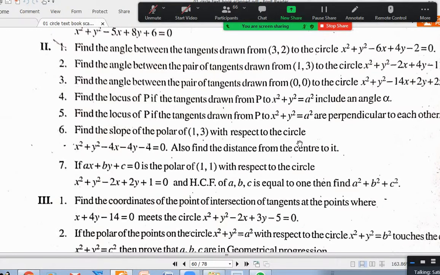Okay, section 2. The first 3 questions, they gave a point and a circle. They want the angle between the tangents. Simply use tan theta by 2 equal to R by root S11. Fourth one, fifth one, they said from an external point, the 2 tangents are drawn, angle between them is alpha, what is the locus? Take that point as x1, y1, use tan theta by 2 equal to R by root S11, we'll get it. 6 and 7, they said find polar. They gave a point, do S1 equal to 0, we'll get the polar, and they want slope and something. That's fairly simple actually.